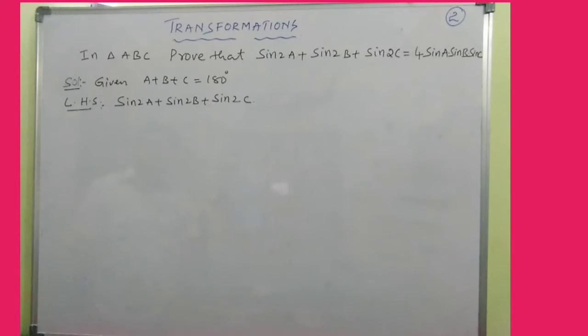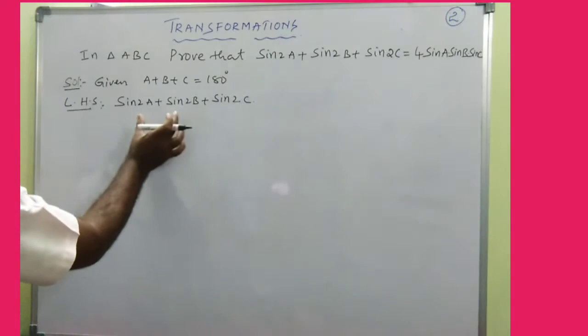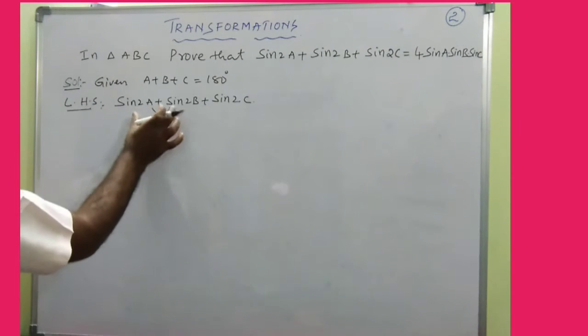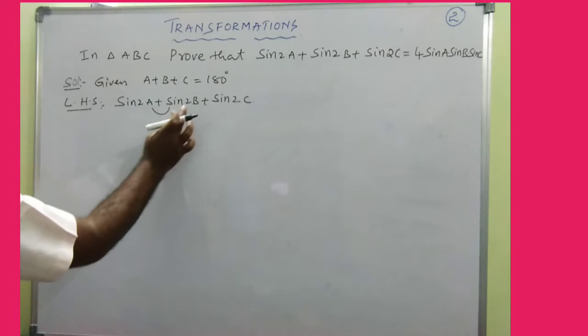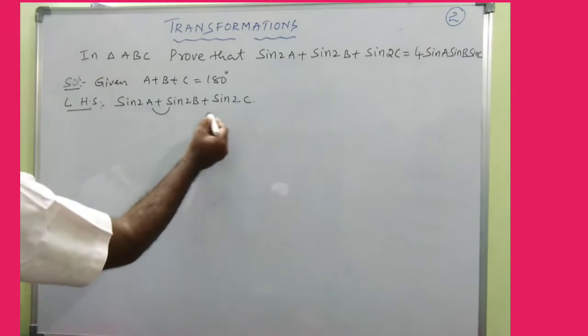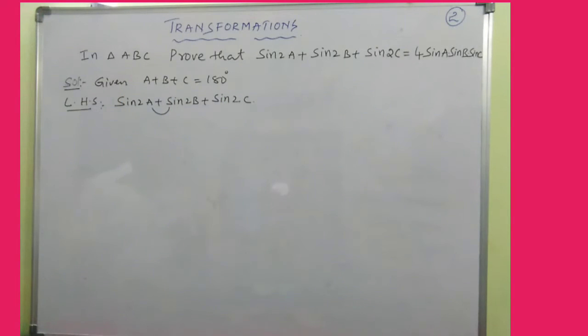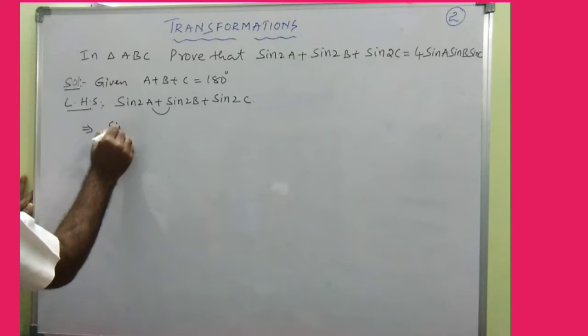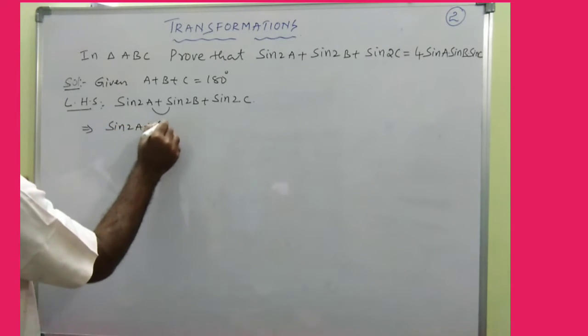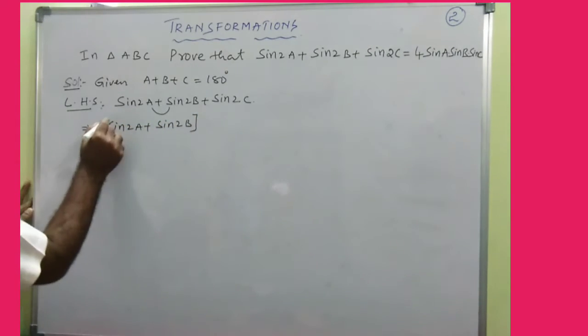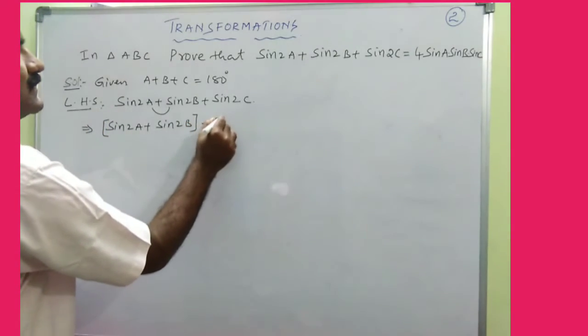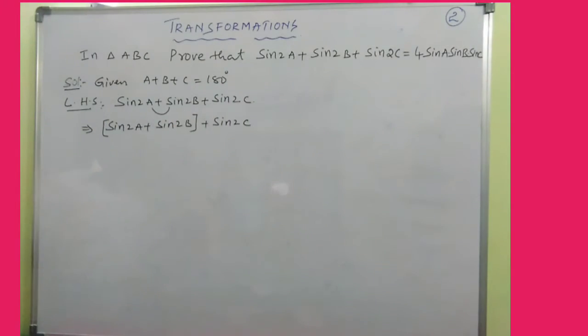Among these three, you can consider any two together and apply the formula for sin C plus sin D. Or if you want, you can also apply it for the second and third, or even the first and last. You can consider any two among these three. First of all, let me take these two as a single unit, and plus this sin 2C as it is.